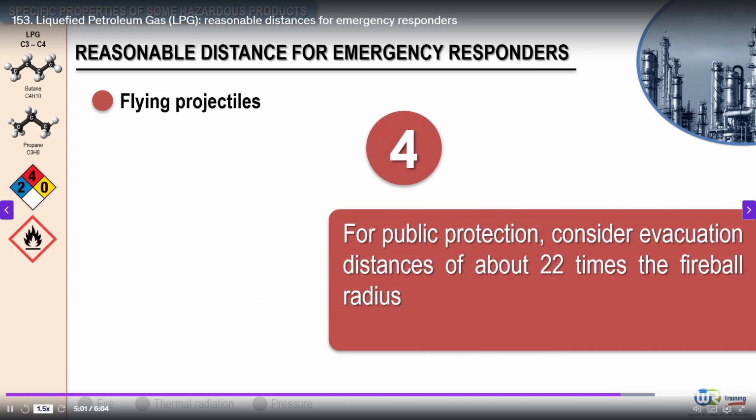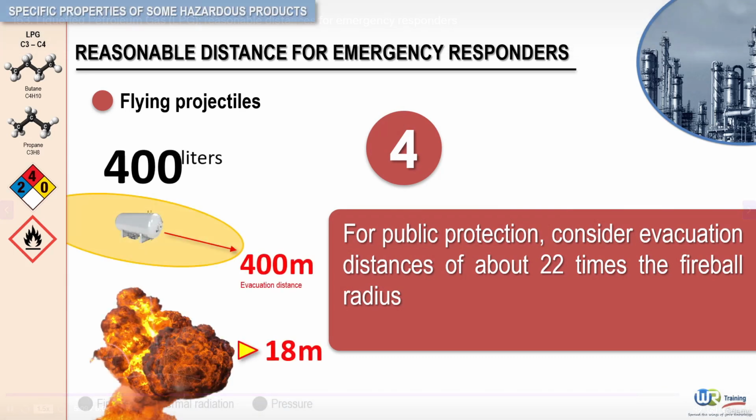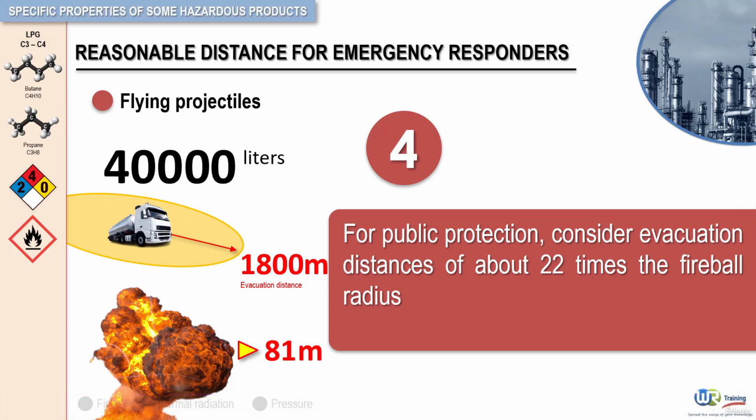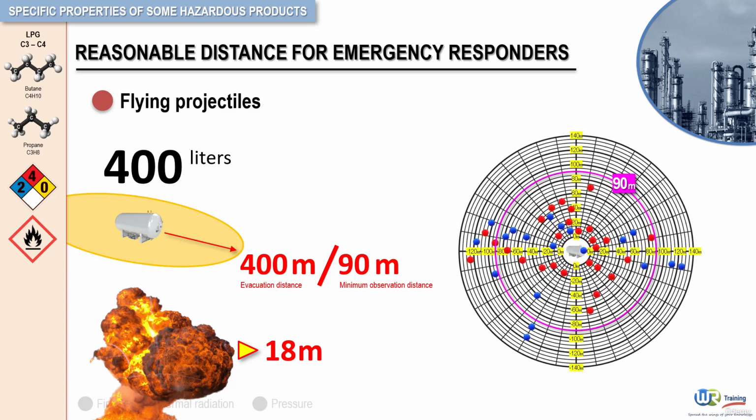For public protection, consider evacuation distances of about 22 times the fireball radius: 400 meters for a 400-liter tank, 800 meters for a 4,000-liter tank, and 1,800 meters for a 40,000-liter tank. Now, take the time and think about these distances. Even for the 400-liter tank, the minimum observation distance is 90 meters. This is well beyond the range of your hoses, and even at 90 meters, you could still be hit by a projectile. These distances provide you with some measure of the risks involved, and you should take these into account when you're faced with responding to fire where liquefied petroleum gas is present.